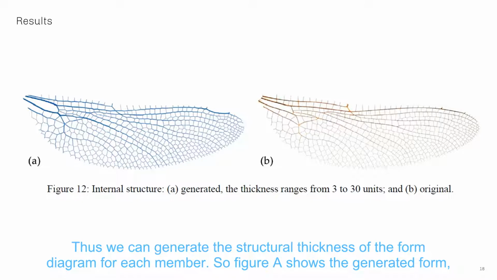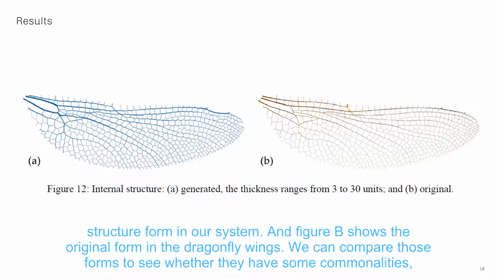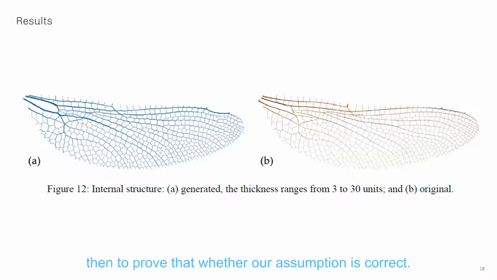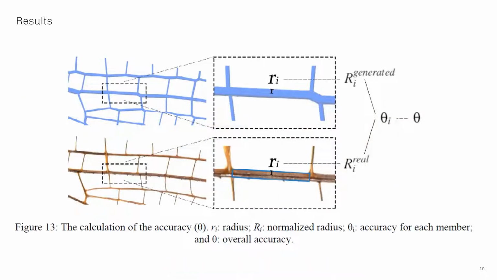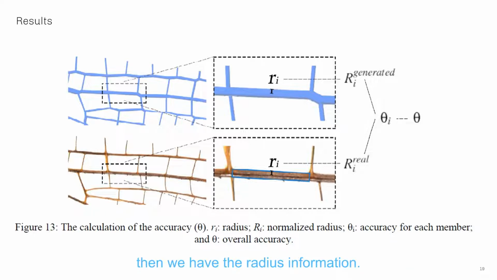Figure A shows the generated structural form in our system. Figure B shows the original form in the dragonfly wings. We can compare those forms to see whether they have some commonalities, to prove whether our assumption is correct. As the comparison method, we use the radius to represent whether they are correct or not. In our generating method, we can directly measure the radius since it's a geometric form. Then we have the radius information.